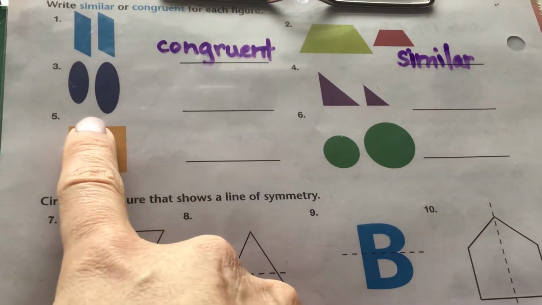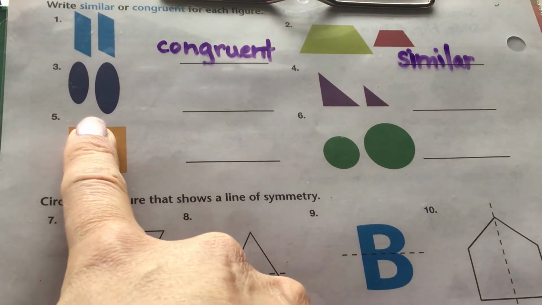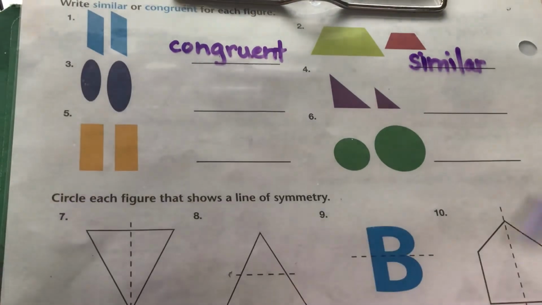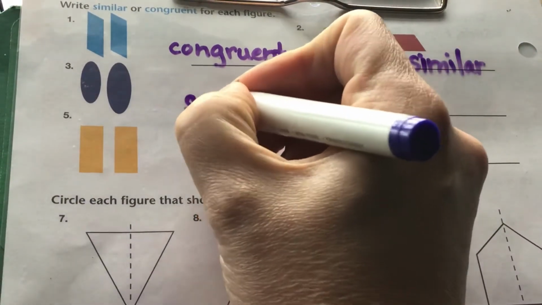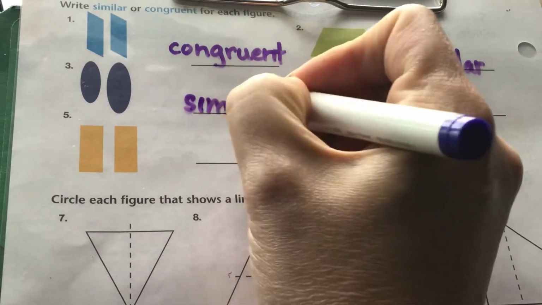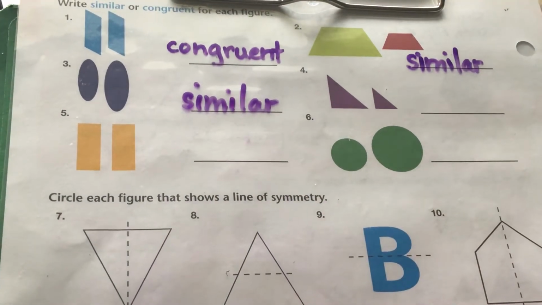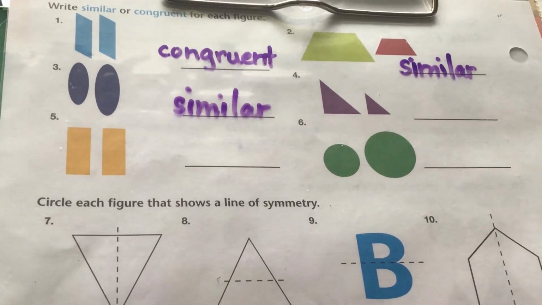We come back over here, number 3, we have two ovals. Again, they're both ovals, but this one's smaller. So we would describe these figures as being similar. That would indicate it's the same shape, but that they weren't exactly the same size.